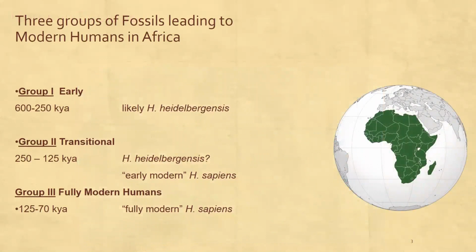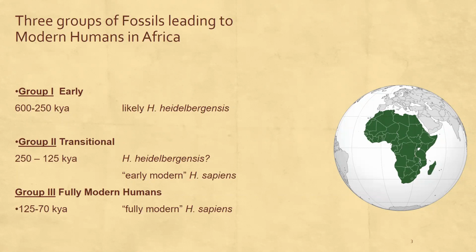There are three fossil groups leading up to modern humans in Africa. Group 1, the early period, between 600 and 250,000 years ago. Fossils that show up during this period are likely early versions of a species known as Homo heidelbergensis. It derives its name from Heidelberg, Germany, where a jawbone was found and first identified as a new species.